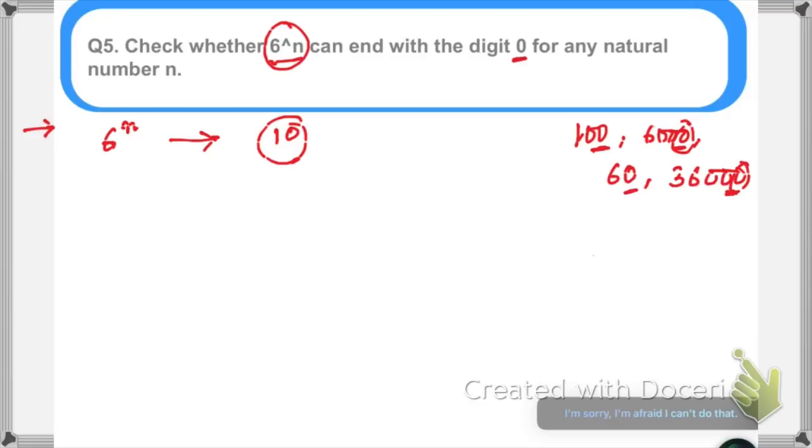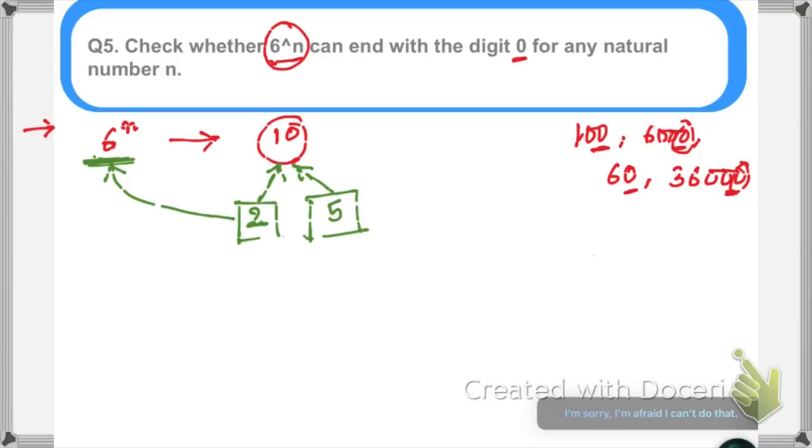Now if you find the factors of 10, then you will get to know that the factors of 10 are 2 and 5. So this 6 to the power n should be divisible by these two factors, means this 6 to the power n should be divisible by 2 and should also be divisible by 5. Now what are the factors of 6? The factors of 6 are 2 and 3. 3 into 2 is equal to 6. So the factors of 6 are 2 and 3.